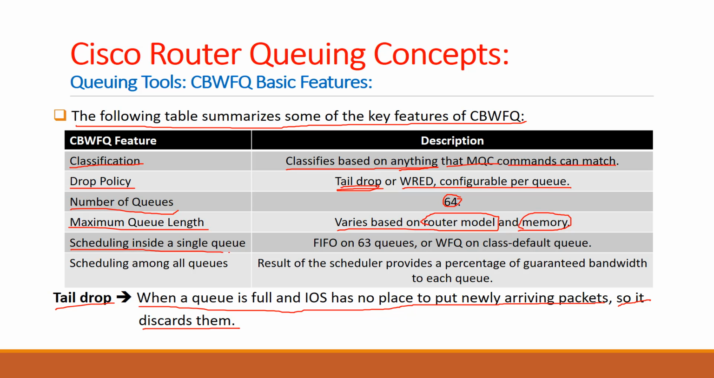Scheduling inside a single queue. Inside a single queue, it is first in, first out on 63 queues, or weighted fair queuing on the class default queue. Scheduling among all queues: the result of the scheduler provides a percentage of guaranteed bandwidth to each queue.